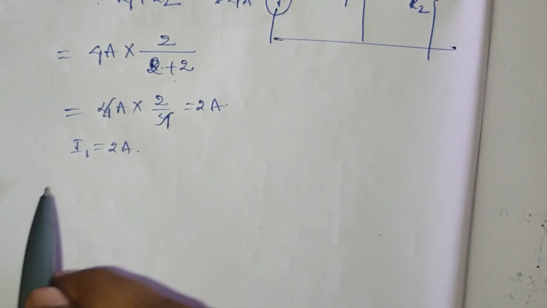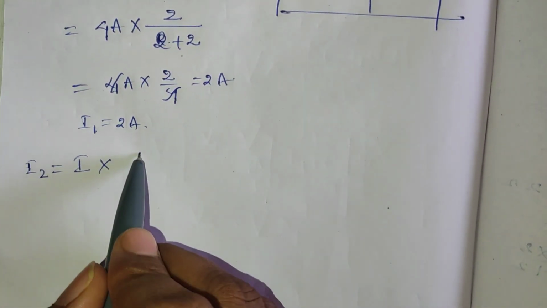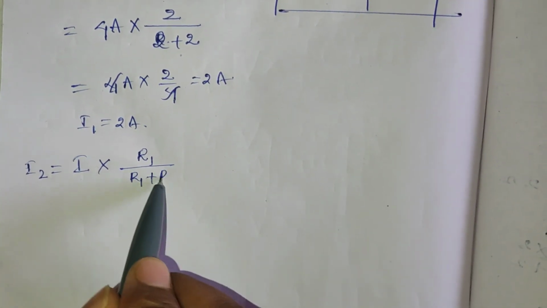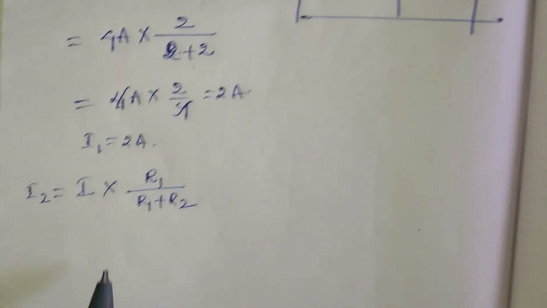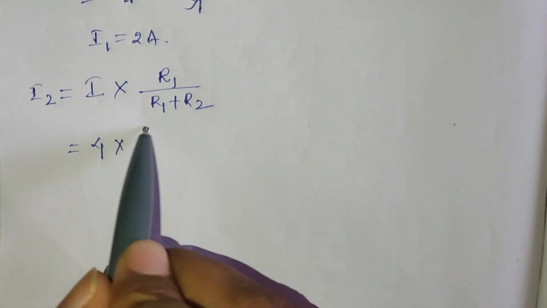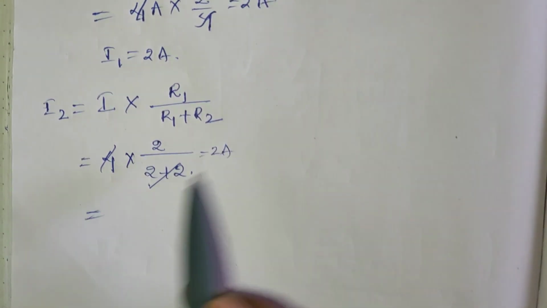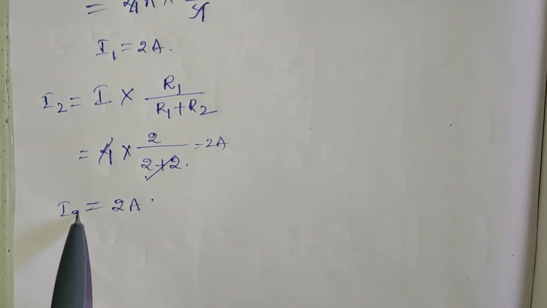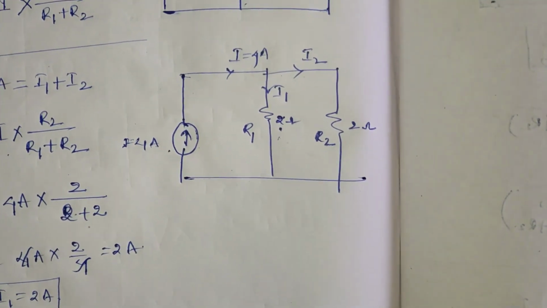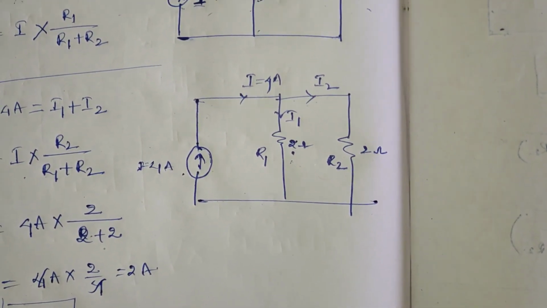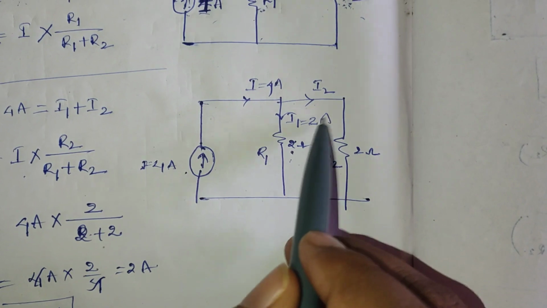Similarly, let us find I2 here. I2 will be equal to source current I into R1 by R1 plus R2. What is I here? That is the source current 4 amperes, and R1 is 2 ohms and R2 is 2 ohms. So we can substitute the values here: 4 into R1, which is 2, by 2 plus 2. You can cancel 4, that will be 2 amps. So the current is divided equally. I1 is 2 amps, I2 is also 2 amps. Why is it happening? Because the resistance values are the same, the current will be divided equally. So the 4 amps is divided equally, I1 is 2 amperes, I2 is also 2 amperes.